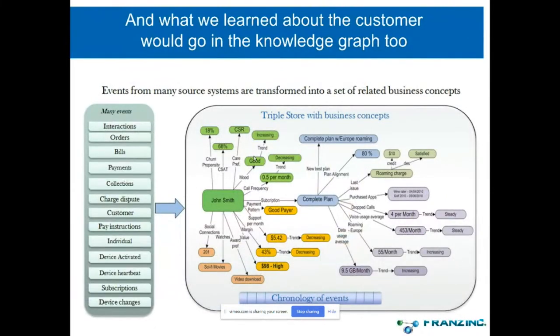And so what we then had is we had all these events. Yeah, and probably all these events came from different databases. Interactions, an order for a new phone, a bill, a payment, and especially a non-payment, collections, charge disputes, anyway, even way more events than you see here. And then on top of that, we would learn about the customer in this knowledge graph about, for example, that this person, John Smith, had a good mood and was actually increasing, and there's all kinds of information about this plan, etc. Anyway, that was roughly the first time that we got into this idea of entity event modeling in a graph.